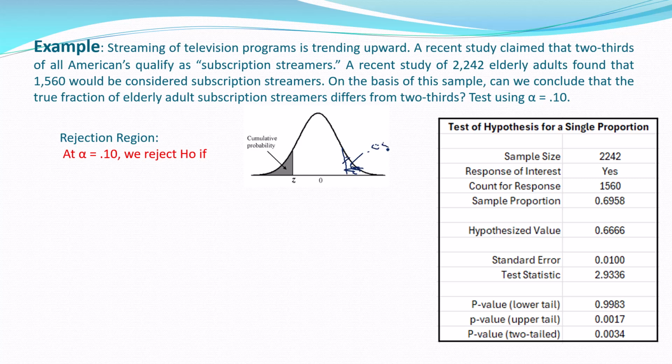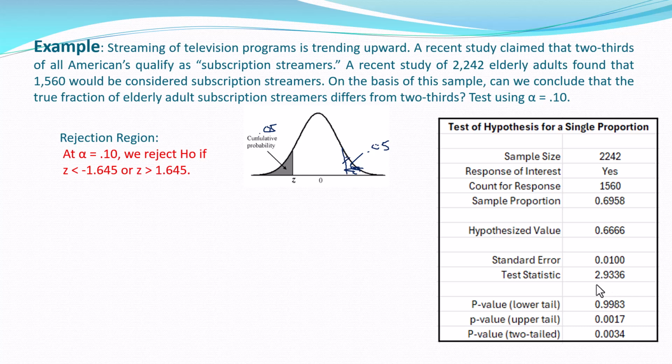So I'm going to put 0.05 over here. I'm going to put 0.05 in this tail as well. We're going to find those cutoff points. We've done this many times before. You can either use the norm inverse function, or you can use a cumulative normal table, but you're going to get a rejection region of z less than negative 1.645 or z greater than 1.645.